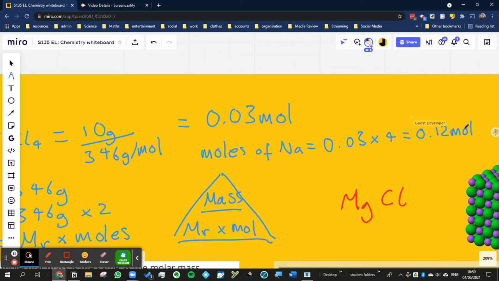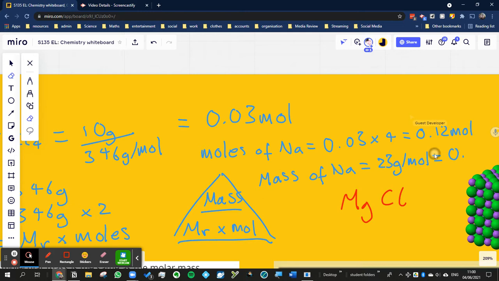So what do we do now? We go back to our triangle. We know how many moles, and we also know the molar mass of sodium, which we worked out earlier on was 23 grams per mole. So the mass of sodium is going to be equal to the molar mass, 23 grams per mole, multiplied by the amount of moles that we've just worked out we will need, 0.12. Whoops, I did an equal sign. I should have done a multiplication sign.